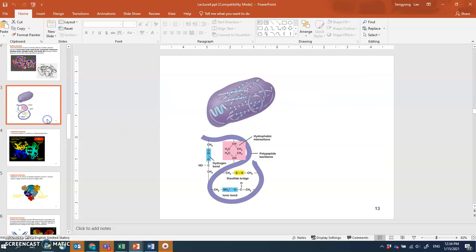So again, same thing. All these things are possible: hydrophobic interaction between two side chains of hydrophobic amino acids, hydrogen bonding between two hydrophilic amino acids, disulfide bridge between two cysteines, and ionic bonds between acidic and basic amino acids. So all those things combined, there are so many of them, you can form this three-dimensional structure. That is the tertiary structure, right?